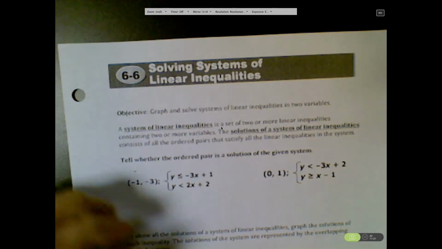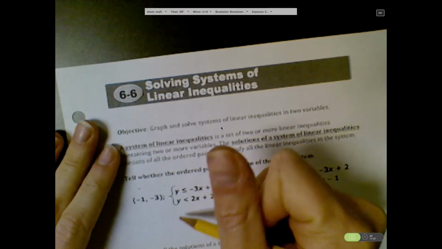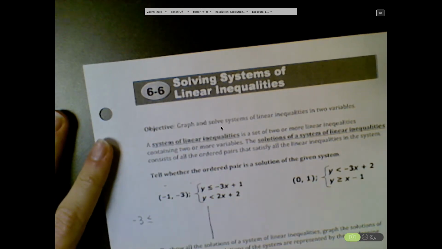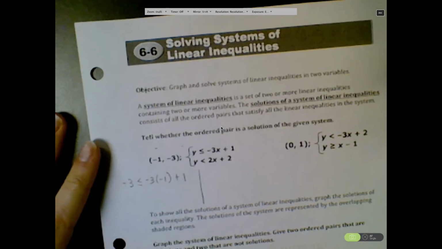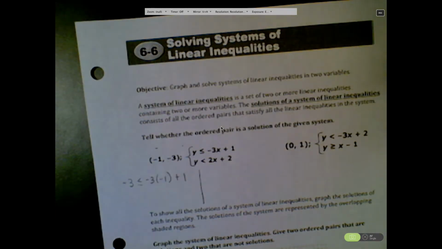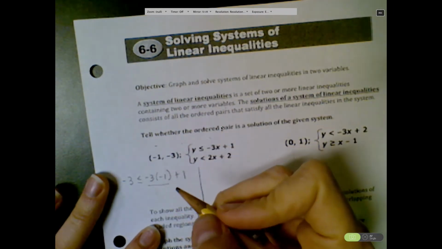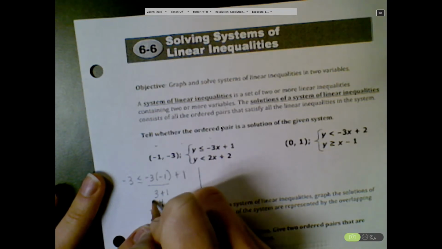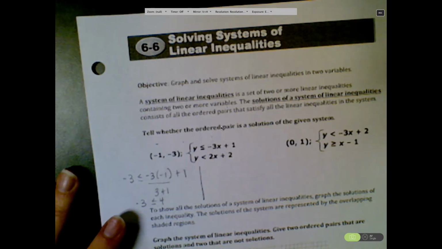So what are we going to plug in for x? Riley? -1. And for y? -3. So the first inequality would look like this. -3 is less than or equal to -3 times -1 plus 1. So now we just need to work that out and see if it's true. -3 times -1 is 3, sorry, I was getting a step ahead of myself. 3 plus 1 is 4. So is 4 greater than or equal to -3? That is true.